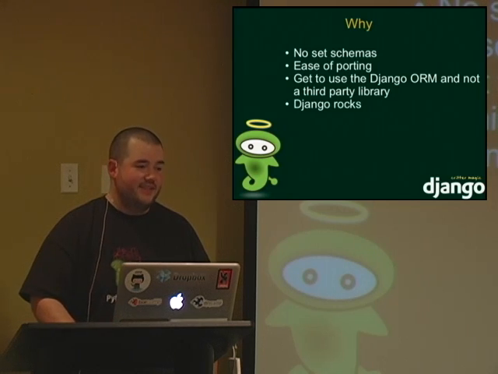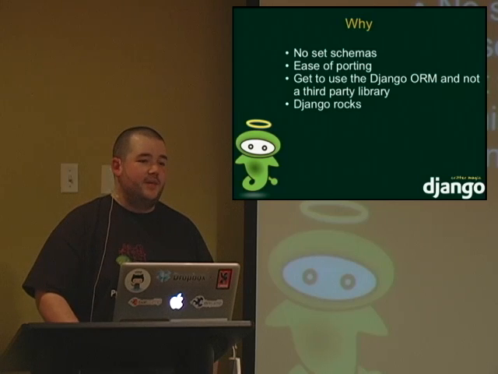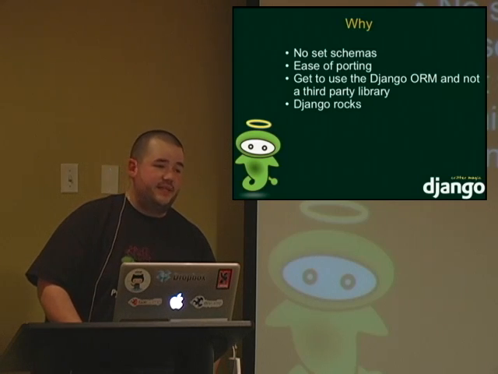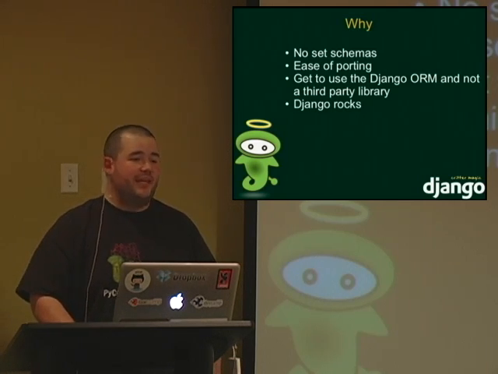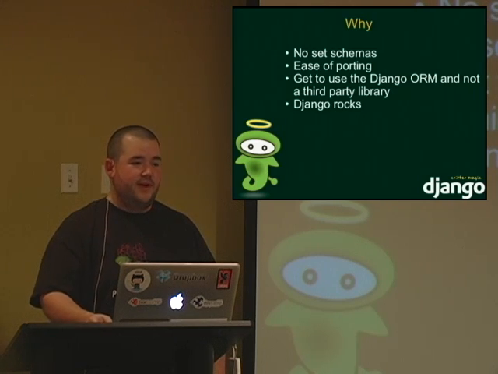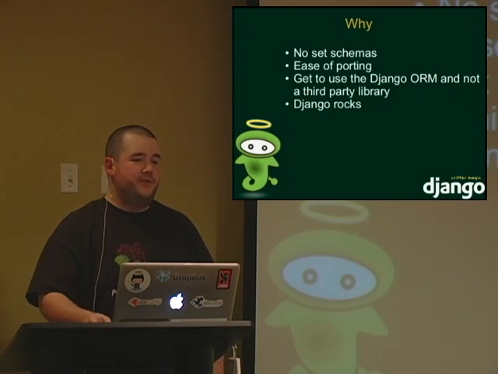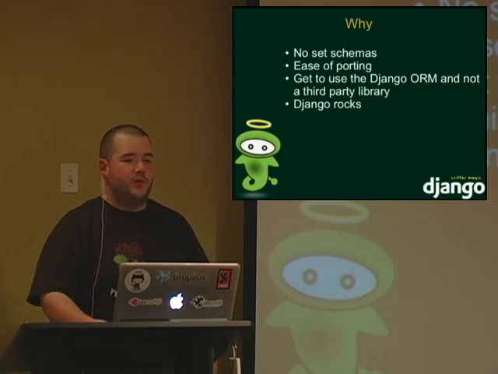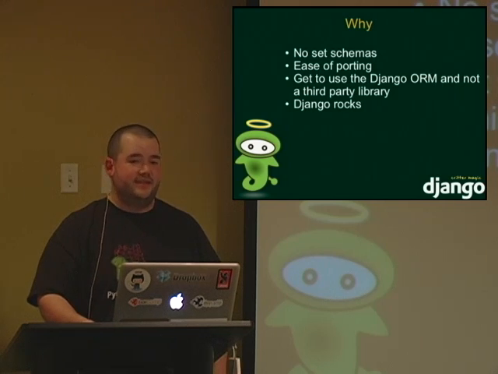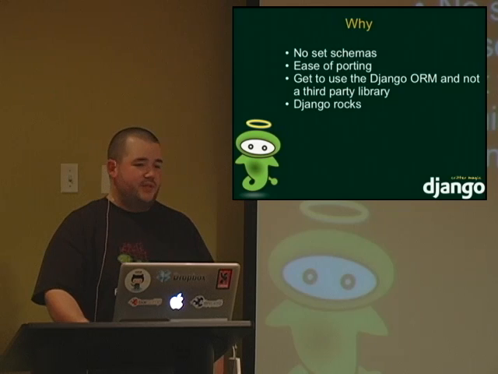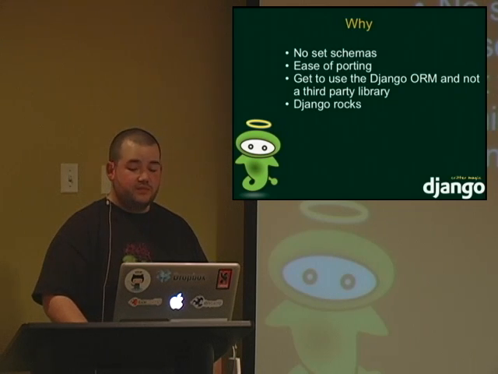Django rocks. This is a big reason. A lot of people, when going to non-relational databases, will just use a very plain Python framework of some sort because they lose a lot of the benefits of Django when you lose the ORM. Model forms don't work correctly anymore. The admin doesn't work. With Django non-rel, those work.